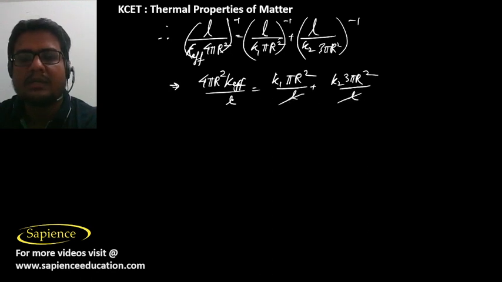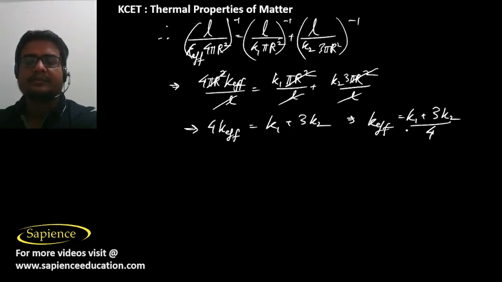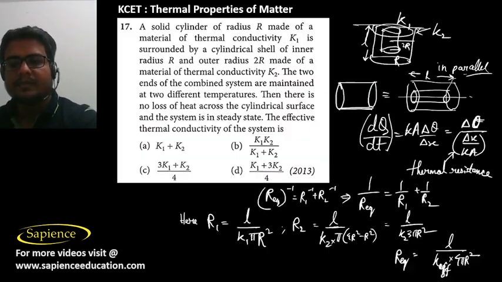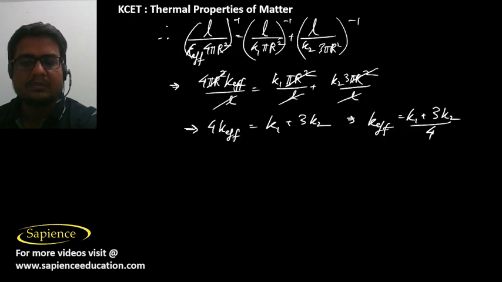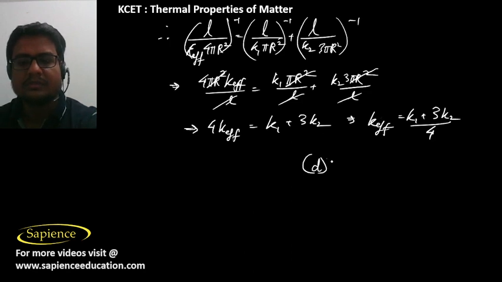So L and L will cancel, pi r square will cancel. So this will be 4 into K effective equal to K1 plus 3K2. Therefore K effective will be equal to K1 plus 3K2 divided by 4. So option D is the correct answer.